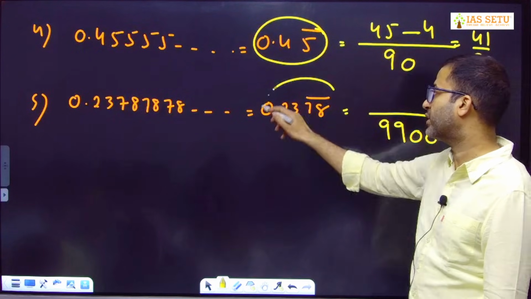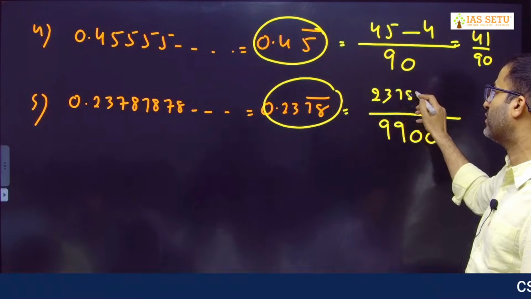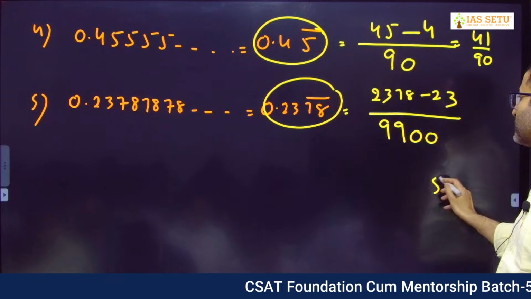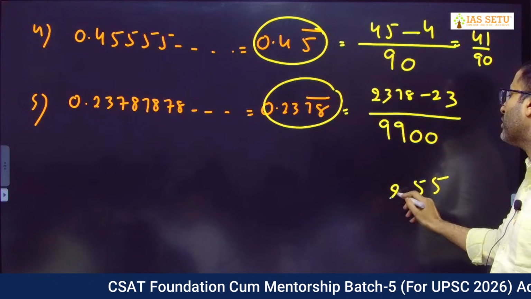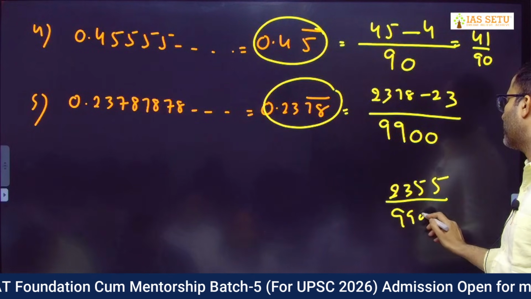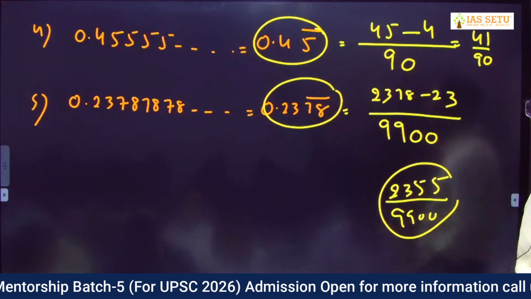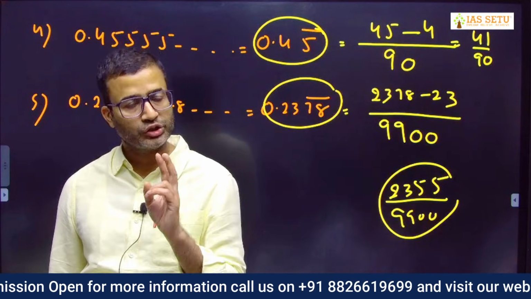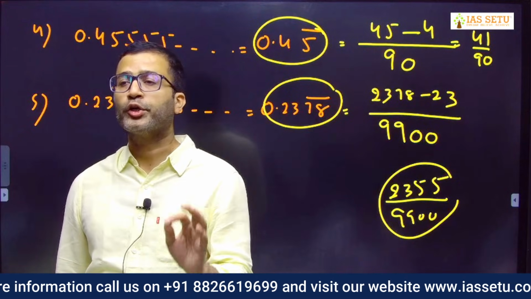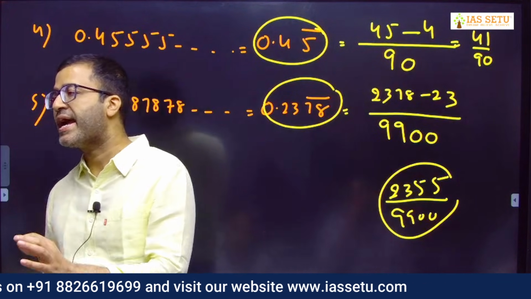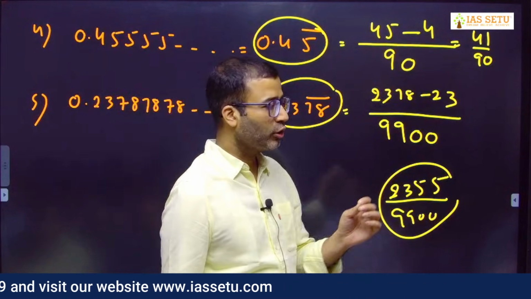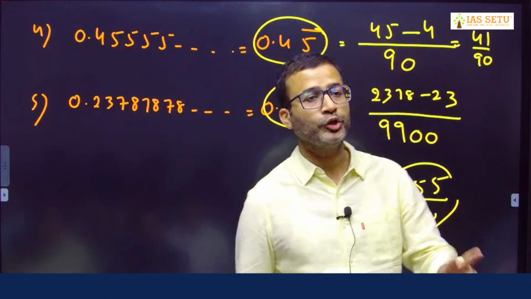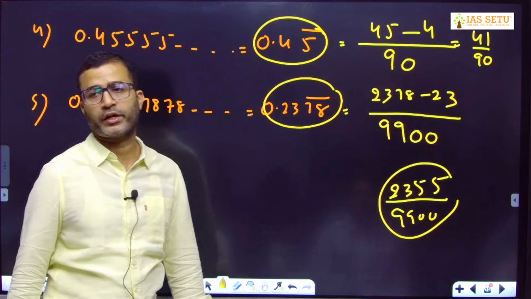In the second question here, the total number is 2378 minus 23. So it is 8 minus 3 is 5, 7 minus 2 is 5, 23 minus 2... 2355 upon 9900. Simplify. I think you are clear. Two things in the denominator, two in the numerator. In the denominator, as many 9s as many digits under the bar, followed by as many 0s as many digits between the decimal and the recurring part. Numerator: total number minus non-recurring part.